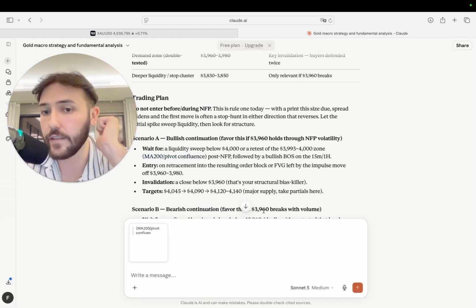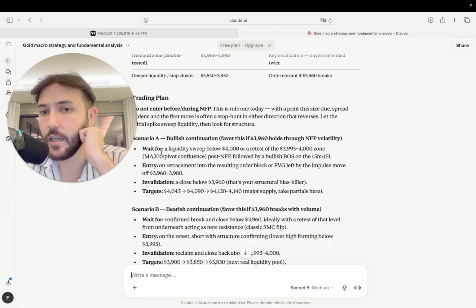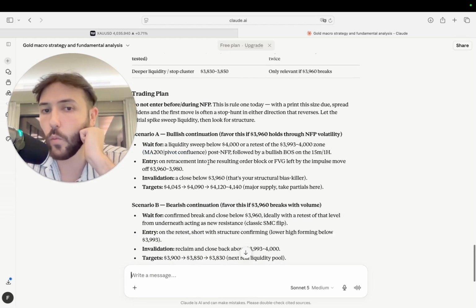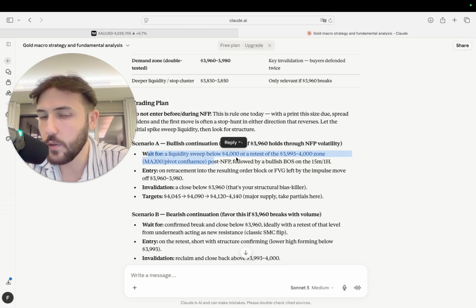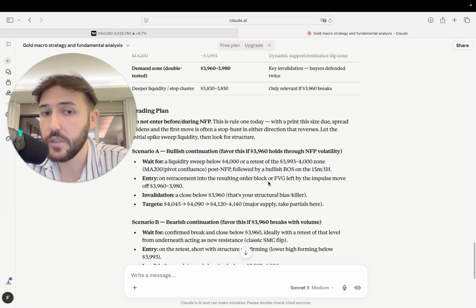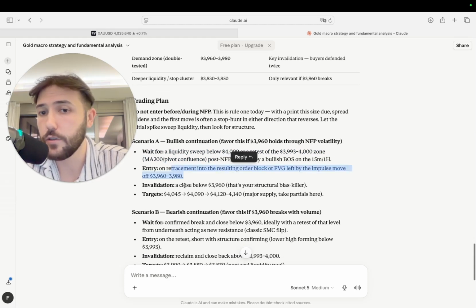This is an event. You need to wait for it. Once you see this event pass, you wait for a moment and enter. And if this happens, you don't enter, and you put that target. It's really easy. It's giving you everything right now. So you need to wait for a liquidity sweep below 4,000, then a retest, and then you're going to go on this entry. And if this happens, it invalidates your entry.